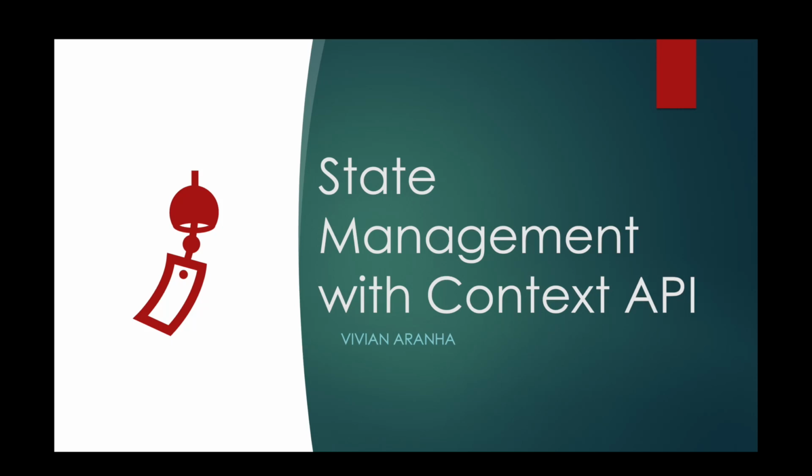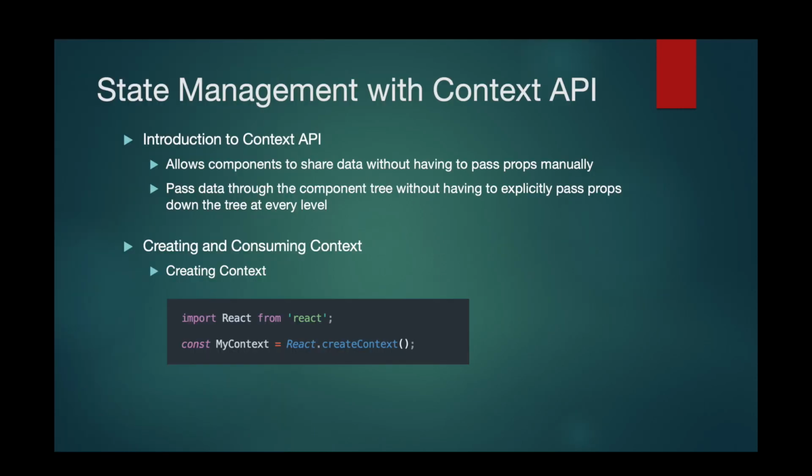State management with Context API. Introduction to Context API. The Context API is a feature introduced in React that allows components to share data without having to pass props manually through each level of the component tree.